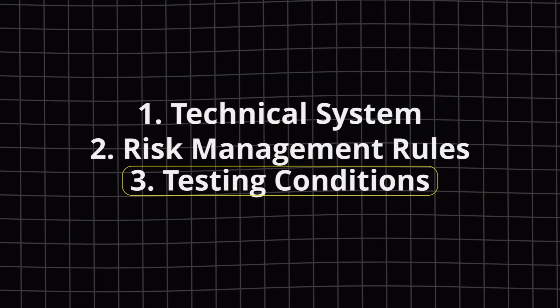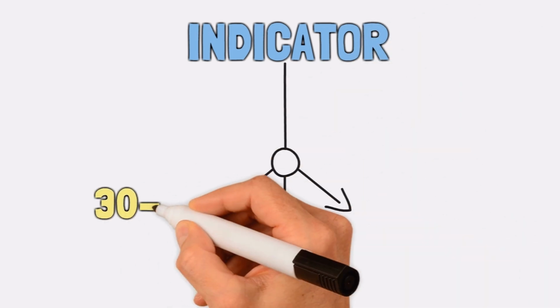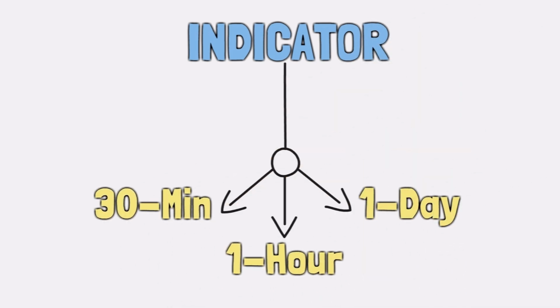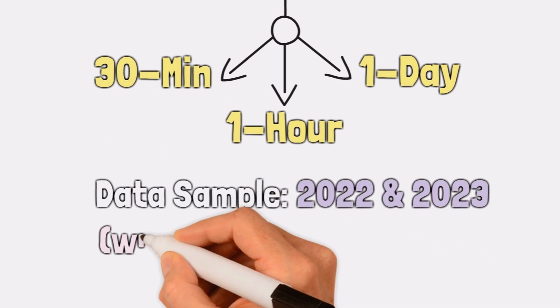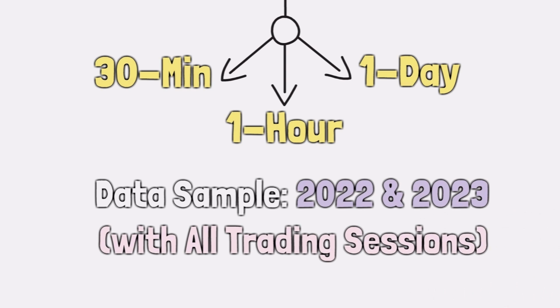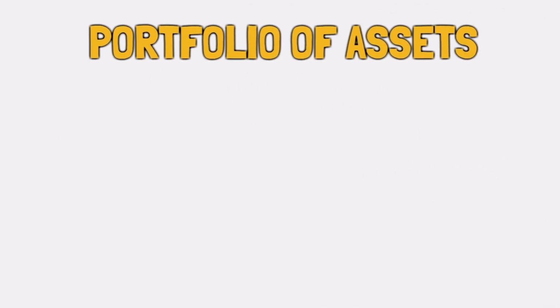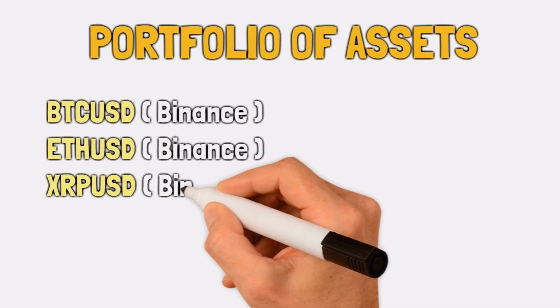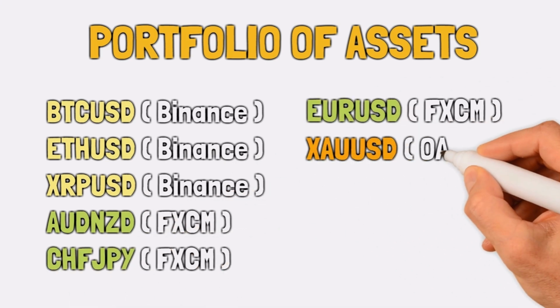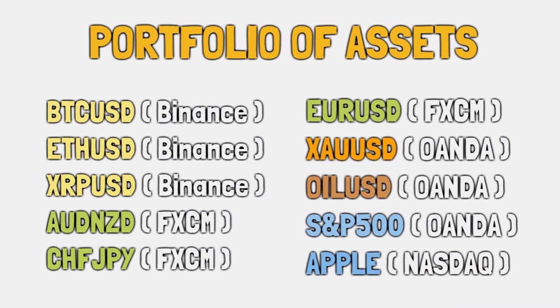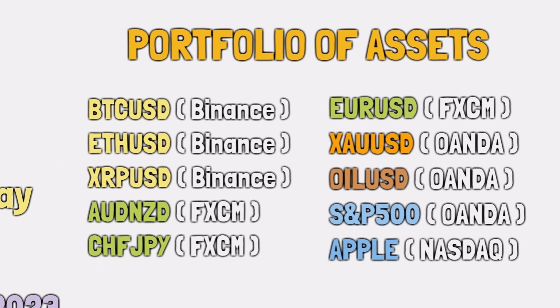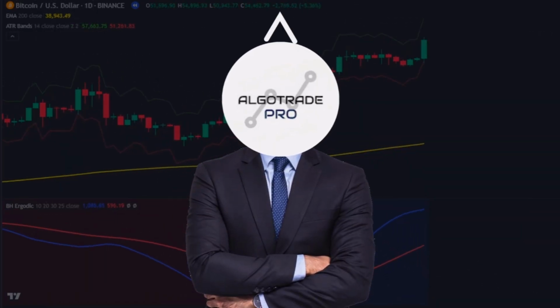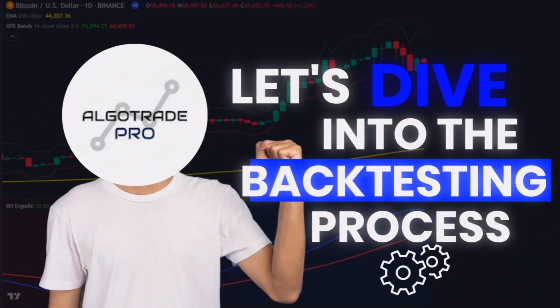As for the testing conditions, we'll backtest the BH Ergodic on the 30-minute, 1 hour and daily time frames using data from 2022 and 2023. Across a diverse asset portfolio including Bitcoin, Ethereum, XRP, 3 currency pairs, gold, oil, the S&P 500 index and the Apple stock. With everything set, let's dive into the backtesting process.